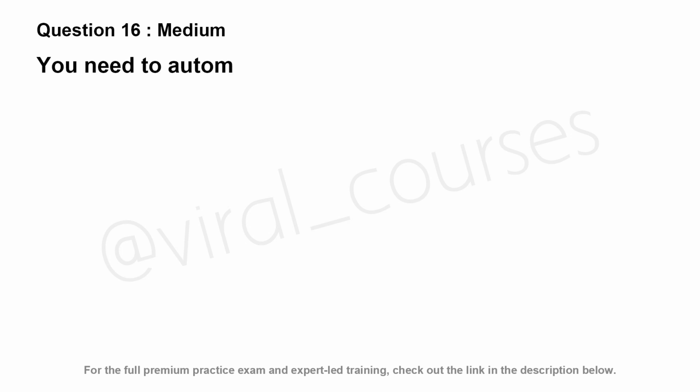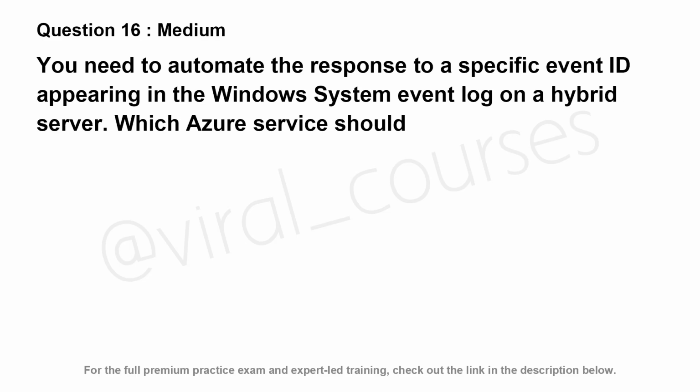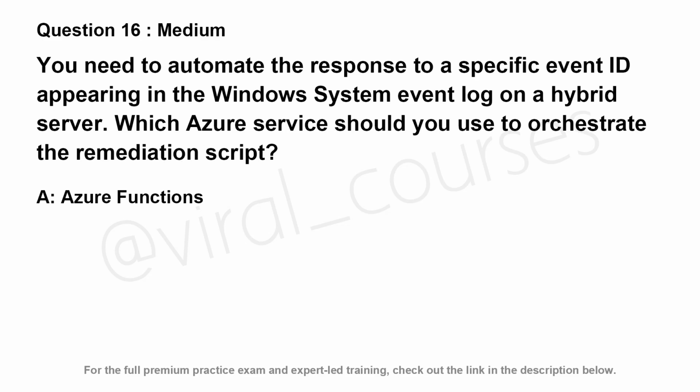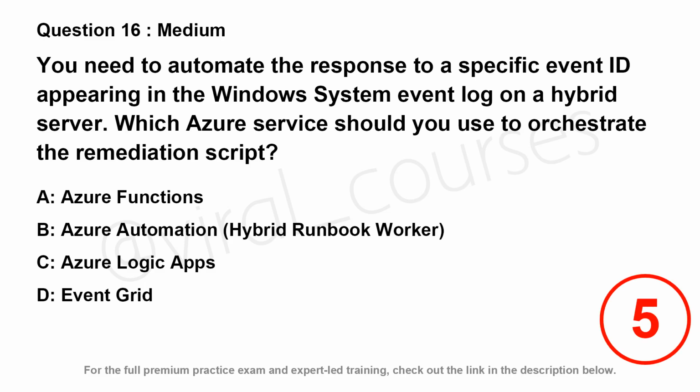You need to automate the response to a specific event ID appearing in the Windows System Event Log on a hybrid server. Which Azure service should you use to orchestrate the remediation script? Option A, Azure Functions. Option B, Azure Automation Hybrid Runbook Worker. Option C, Azure Logic Apps. Option D, Event Grid.